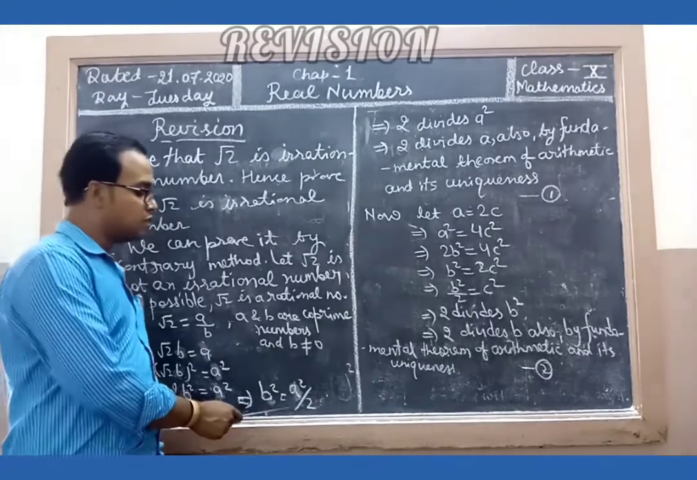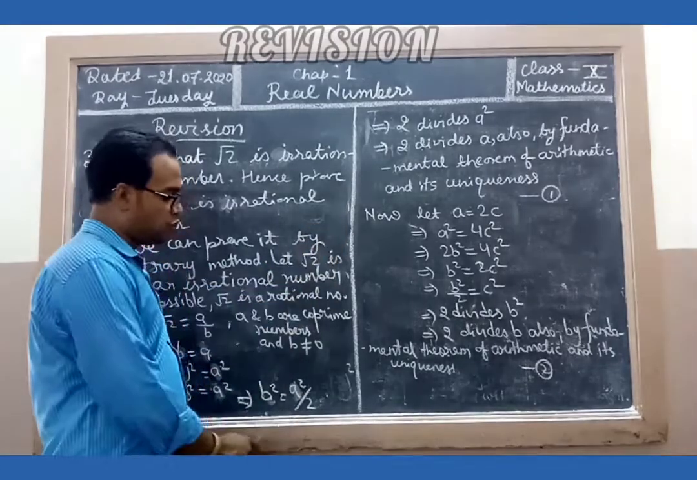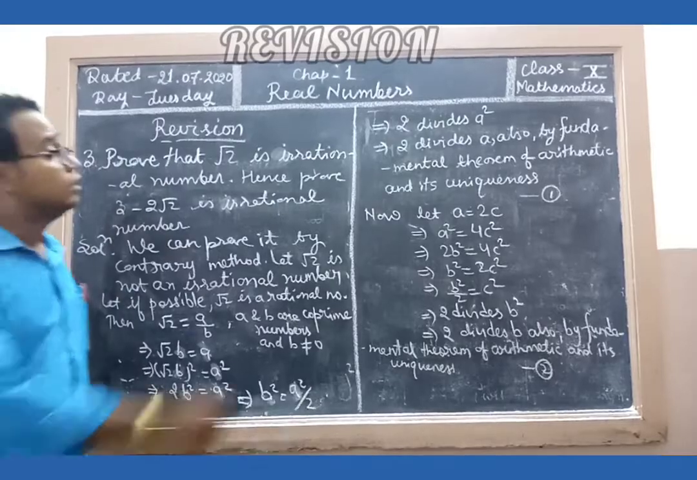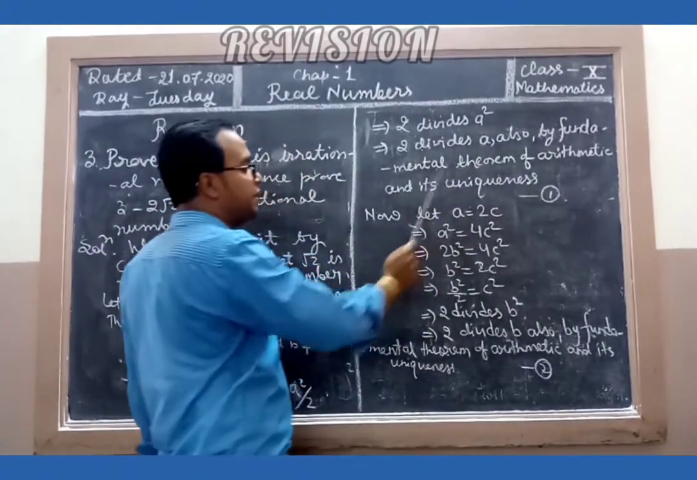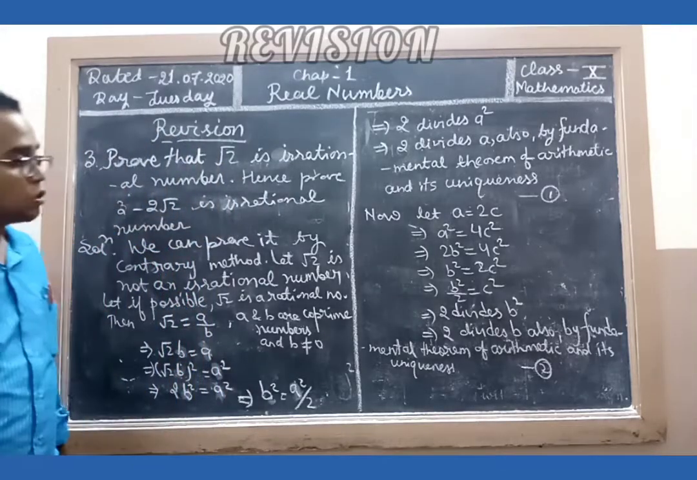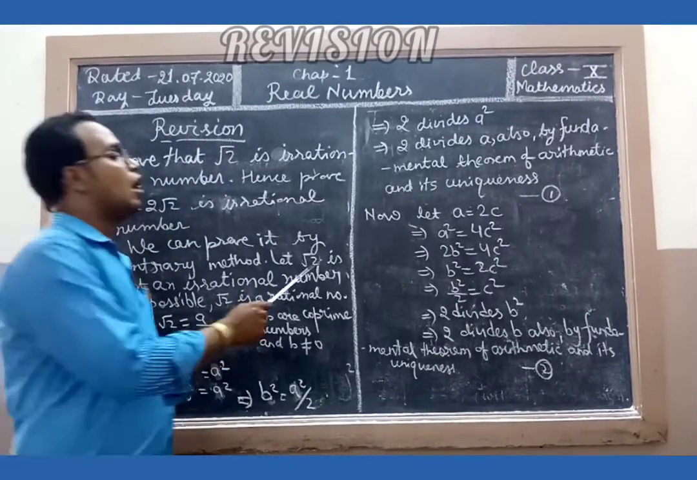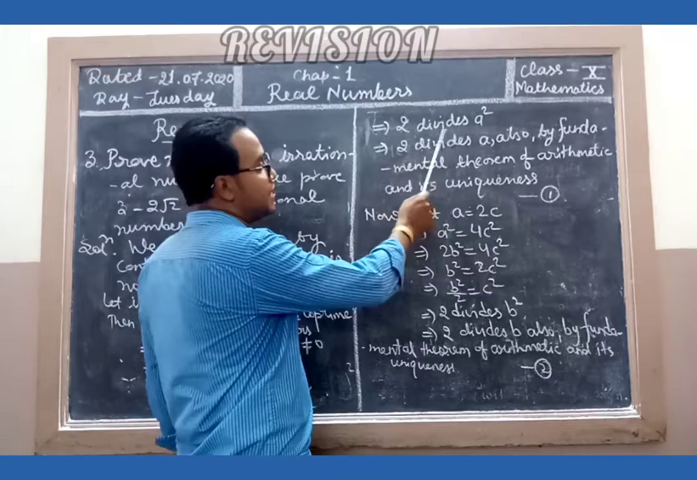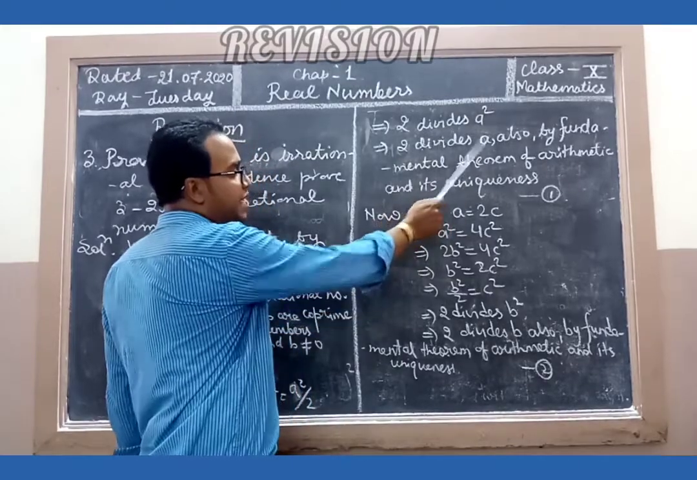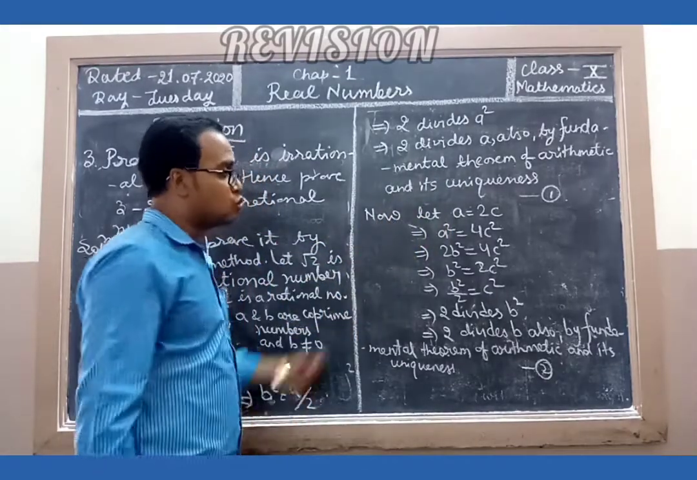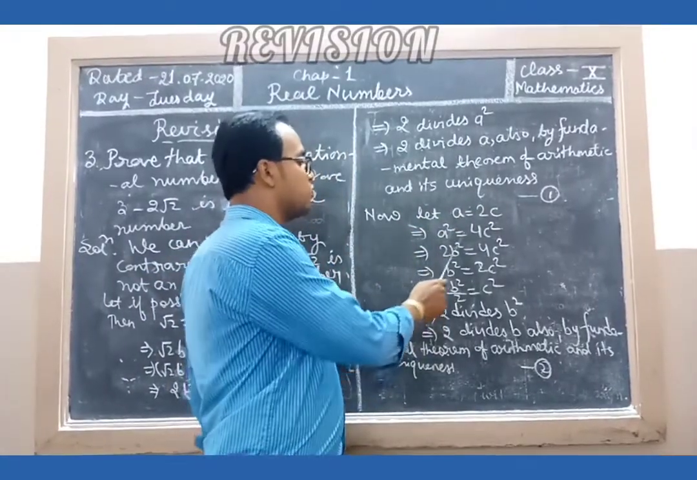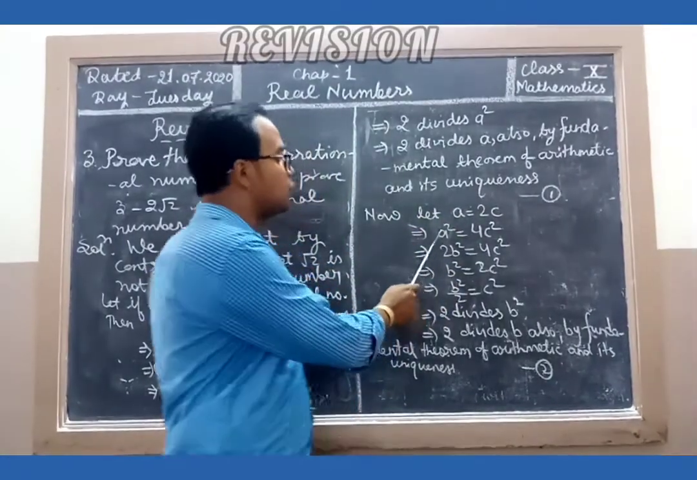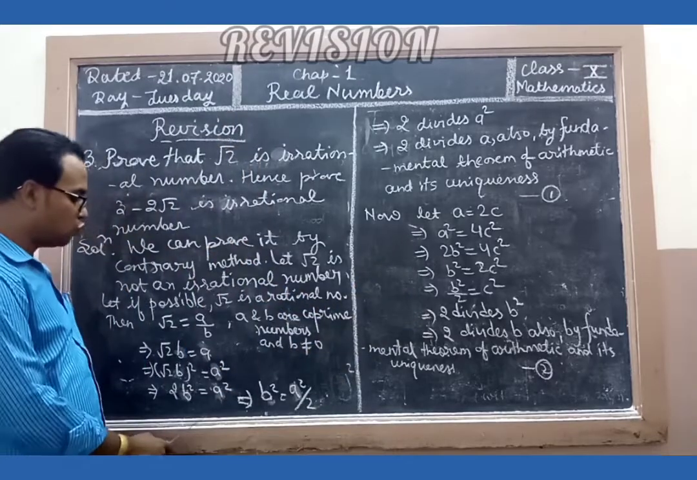A square by 2 means 2 divides a square. Then 2 divides a also, by the fundamental theorem of arithmetic and its uniqueness. This is equation number 1. Now since 2 divides a, we suppose a equals 2c. So a square equals 4c square. Put the value of a square: a square is equal to 2b square.